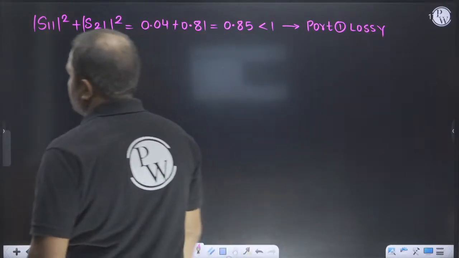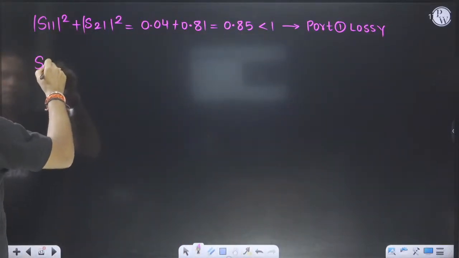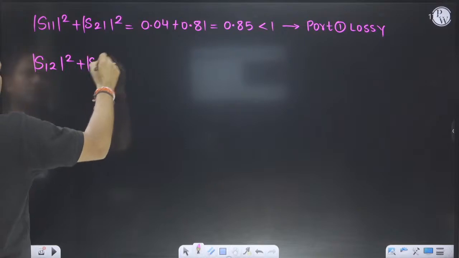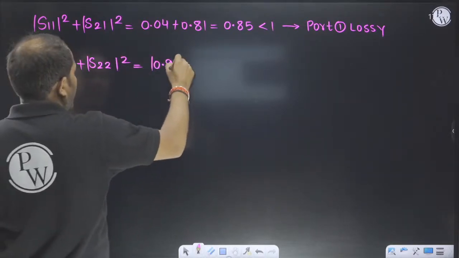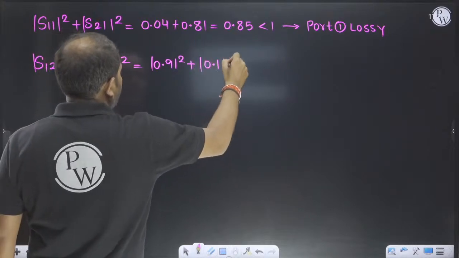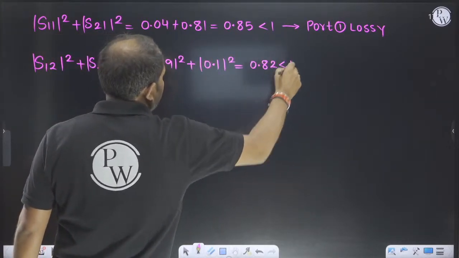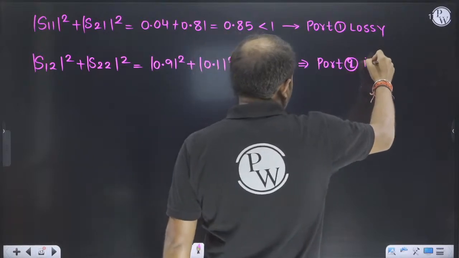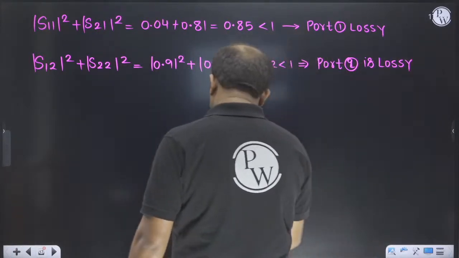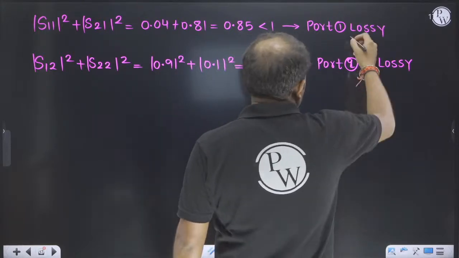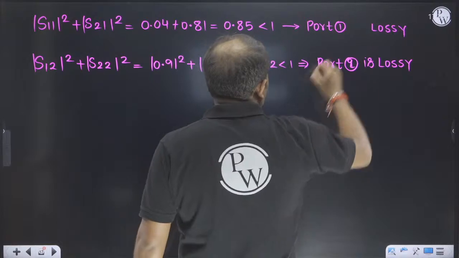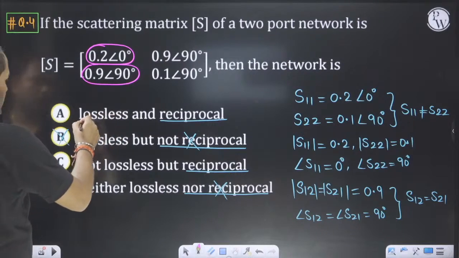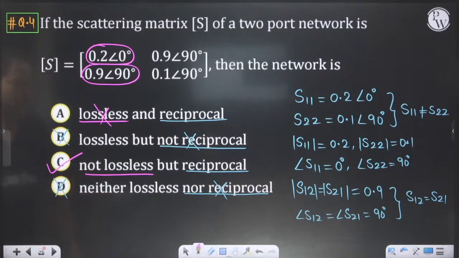Then we have S21 square plus S22 square. S12 is 0.9, so 0.9 square, and S22 is 0.1, so 0.1 square. It is 0.82, which is less than 1. So port 2 is lossy. Port 1 is lossy, port 2 is lossy, so it is lossy. It is not lossless. Okay, so it is reciprocal but not lossless. So lossless, no. Not lossless, yes. So our answer will be C.